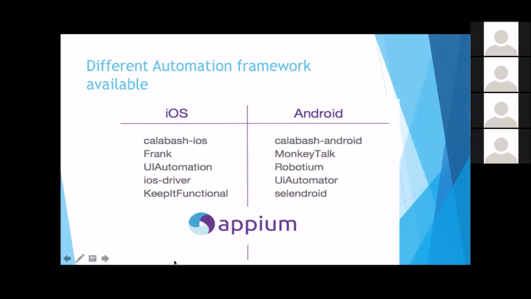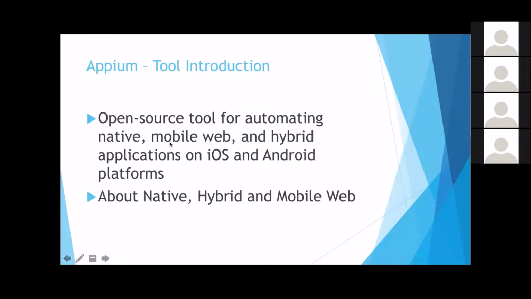So Appium has its philosophy. First of all, Appium works on both platforms. It's a new platform, it's open source. As the definition says, it is an open source tool for automating native, mobile web and hybrid applications on iOS and Android platforms.